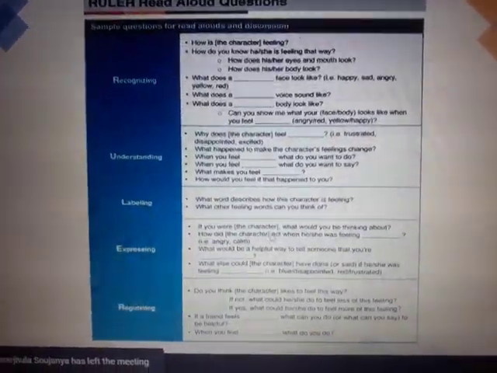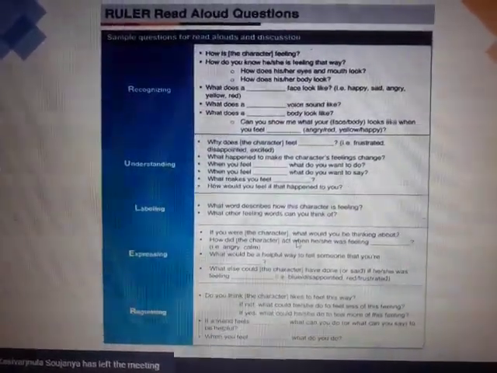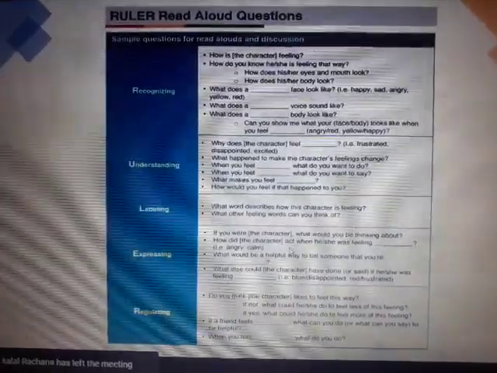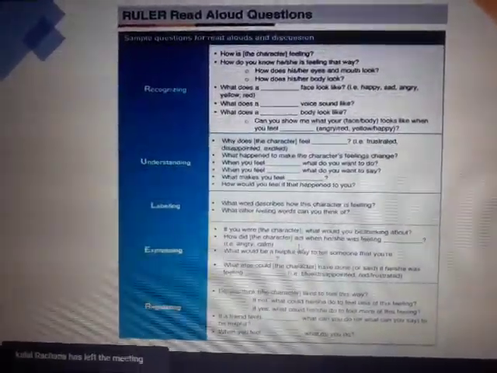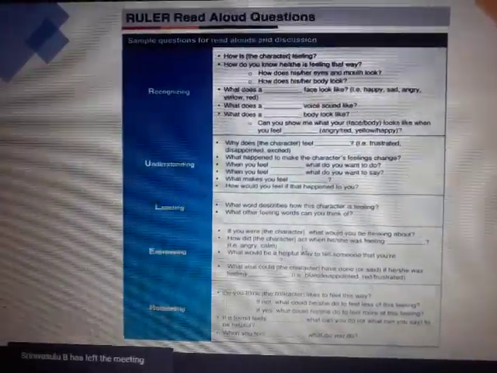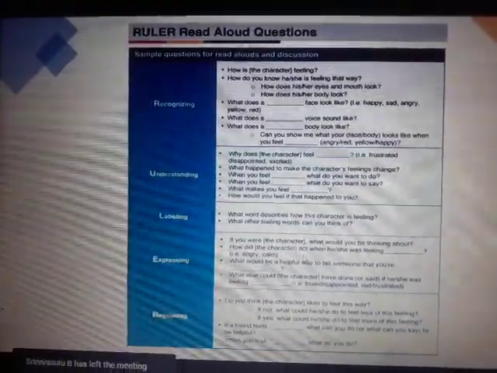If you were this person, what would you be thinking about? How would this person act when he or she was feeling angry? For example, if you're angry, how will the person feel? The person may be very, very agitated. The person may speak loudly. The person may be screaming at the top of their voice. That's how they're expressing the anger.